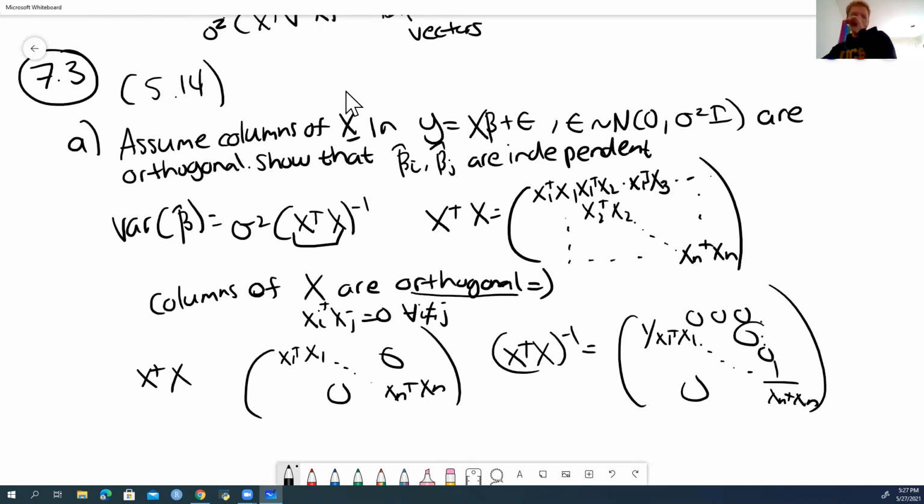And remember, since these beta values are normally distributed, and this is what the variance is, it's necessarily true that if they're uncorrelated, then they're independent. Sorry, it's not just because they're normally distributed, they're multivariate normal. So because beta hat is a multivariate normal distributed vector, that means that if they are uncorrelated, they're also independent. Okay.